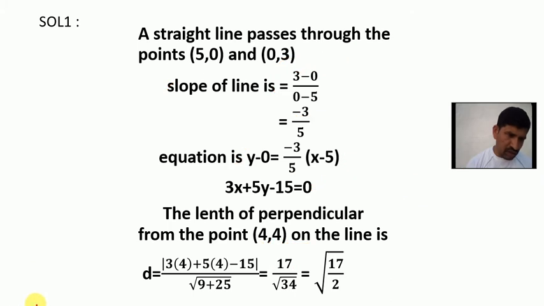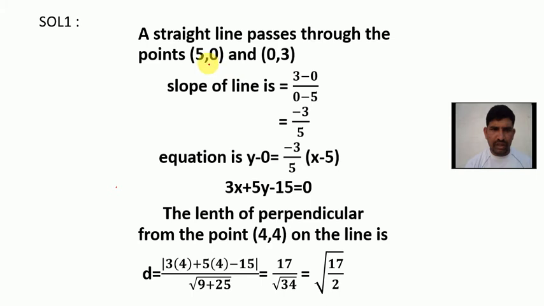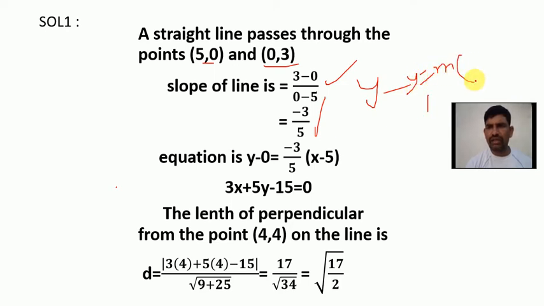See, this is x1, y1, and this is x2, y2. Now we are using the formula y2 minus y1 by x2 minus x1. Finally we got the slope. Again, the equation is y minus y1 is equal to m into (x minus x1). Substitute x1, y1 in this, and the slope is minus 3 by 5. Next, y minus 0, taking the 5 to the left hand side.